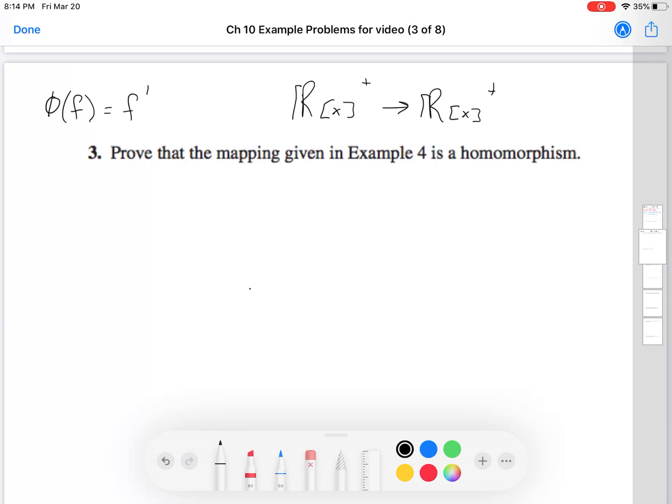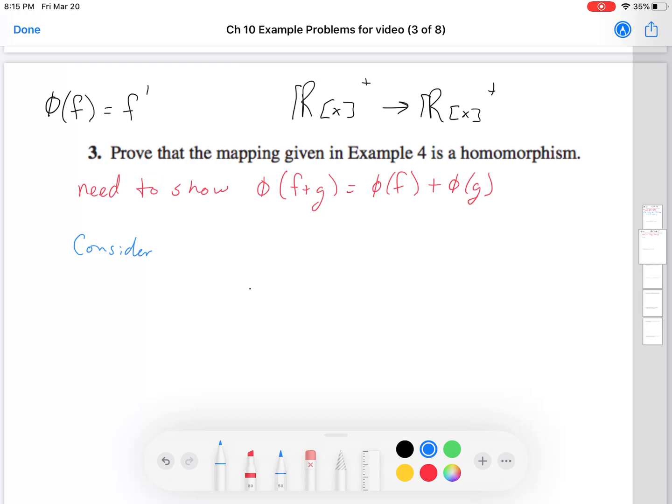So again, if we're trying to show that this is a homomorphism, we really just need to show that this is operation preserving. So to show operation preserving, we would need to show that phi of, let's say, f plus g, not times because we're under addition, is equal to phi of f plus phi of g. So that's what we need to show. Let's see if we can do it.